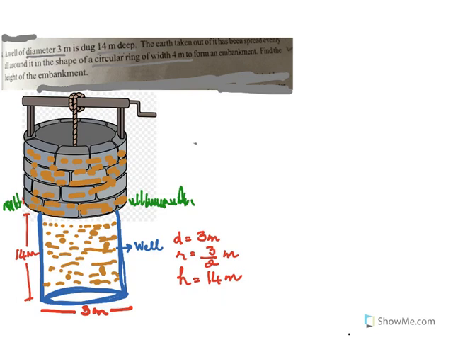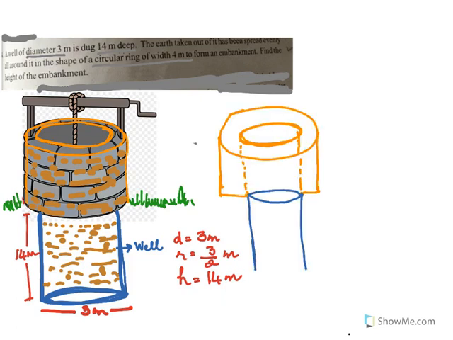Now let's have a look at the shape of the embankment. It is not a full cylinder, it's a hollow cylinder, because in the middle is a well. So it has an inner cylinder and an outer one. So this is your embankment. We will draw it again. Here I've drawn the embankment again, and this is how the well is here.